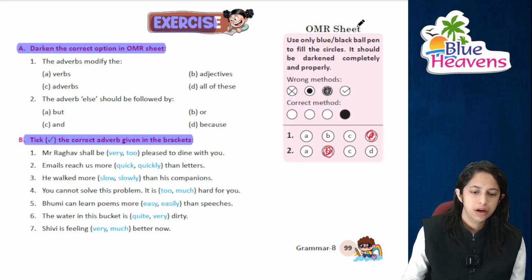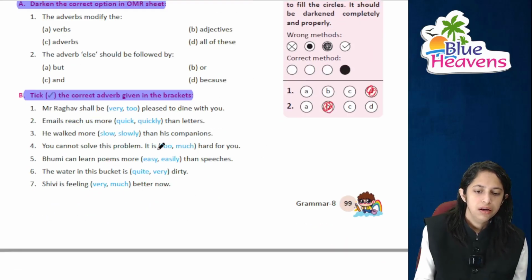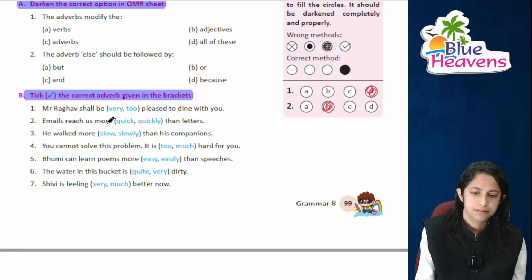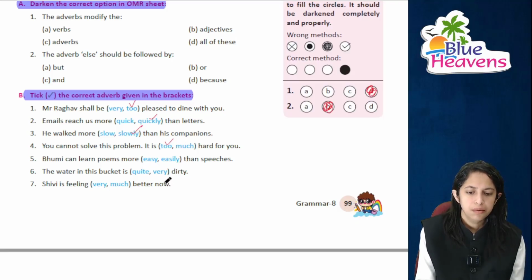Mr. Raghav जो हैं shall be very pleased, है ना, तो Mr. Raghav shall be very pleased, too pleased to dine with you. It can be too आ जाएगा, right? Next is, emails reach us more quickly than letters, right? He walked more slowly than his companion. You cannot solve this problem, it is too hard for you, right? Bhumi can learn the poems more easily than these speeches.